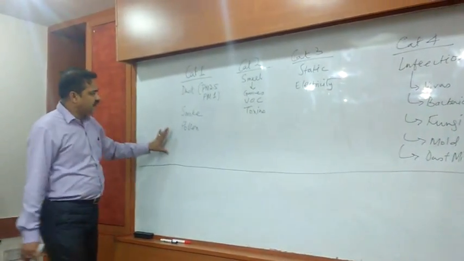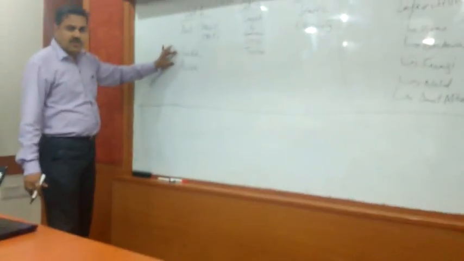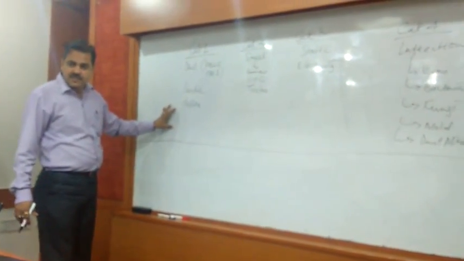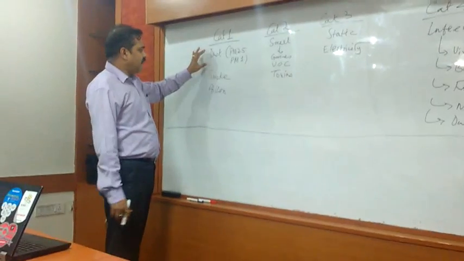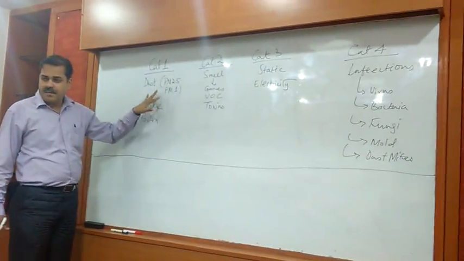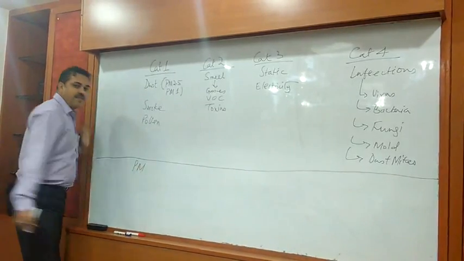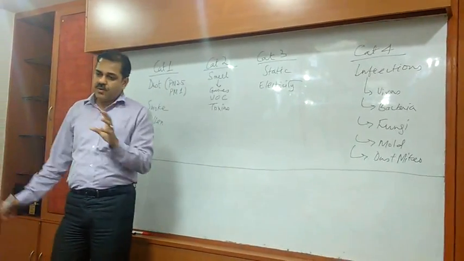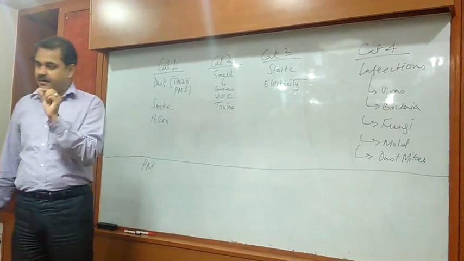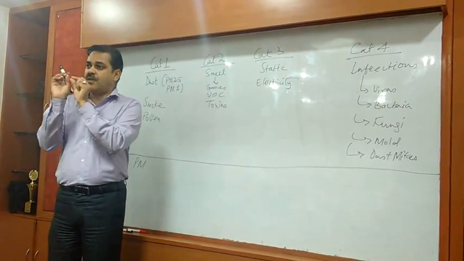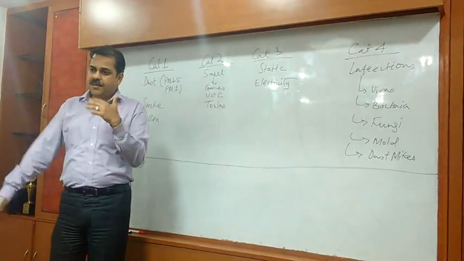So category 1 is dust, smoke and pollen. When I say dust, I mean particulate matter. Particulate matter is nothing but a definition of dust. WHO has created a definition depending on the size of a dust particle. Let me give you an example.